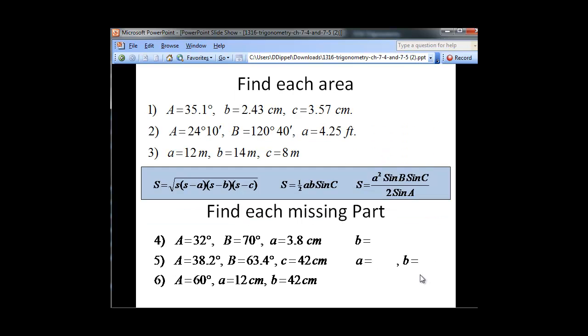Okay, suppose we have an angle and two sides. If you go through and look at your formulas, the one that has one angle and two sides that are beside the angle is this one. So you're going to use 1/2, multiply the two sides, sine of the angle. And when you do that, you should come out with 2.49.